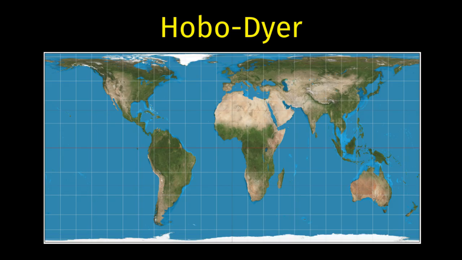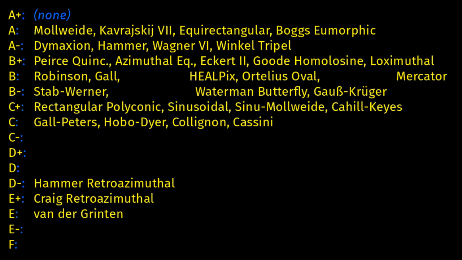The makers of the Hobo-Dyer said that they wanted to make a map like Gall-Peters, but better looking. Well, does this look better to you? Because it sure doesn't to me. Also, if you're wondering if someone's surname was Hobo, no, the name of this projection comes from two of its makers' given names, Howard and Bob, and the third maker's surname, Dyer. Who does that? C tier.